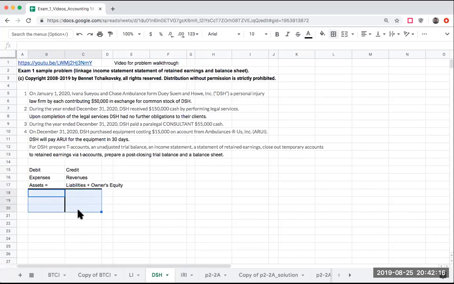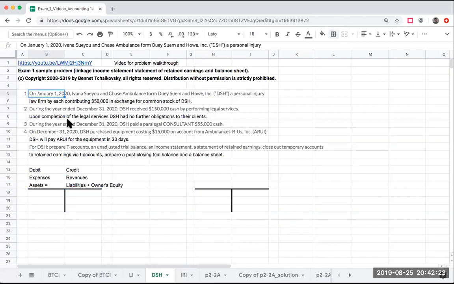Okay, so let's go ahead and get started. With this first question right here, let's go ahead and do number one. Are there any questions so far?